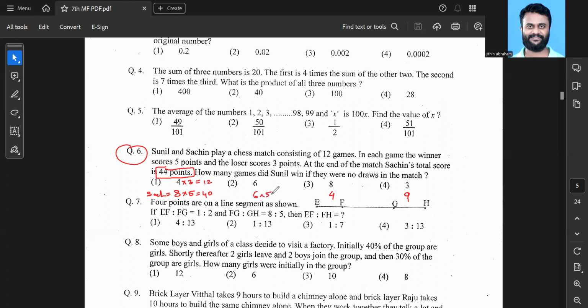In this case, the answer is the third option. When you try the second option, 6 into 5 is 30, and 6 into 3 is 18, total is 48, which is not matching. Therefore, these two options are not the correct answer. Let's see this: 4 into 5 is 20, and 8 into 3 is 24. When you add them, you get 44. Therefore, option 3 is your correct answer.